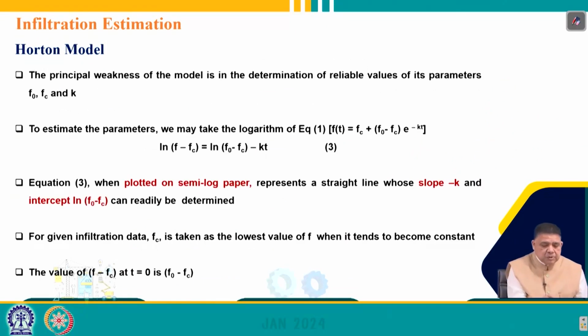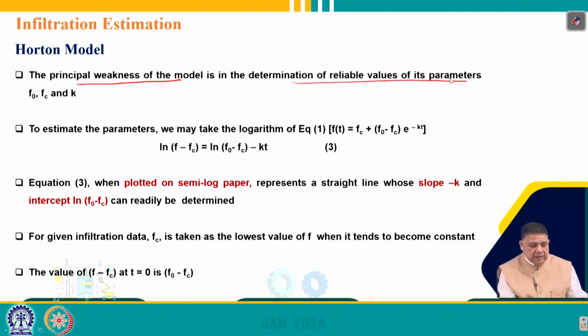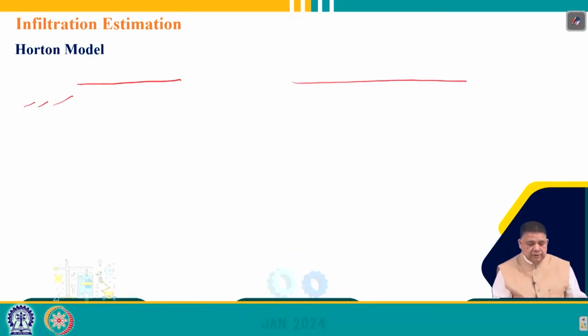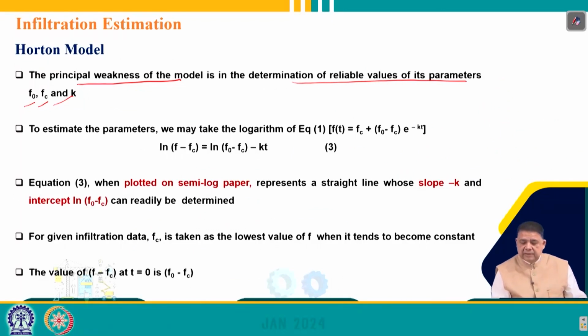However, the principal weakness of the model is in the determination of reliable values of parameters f0, fc and k. If you just look at the equation, we need these three, f0, fc and k, in order to be able to determine infiltration, either infiltration rate or cumulative infiltration. So, that is the main challenge, getting reliable values of these parameters.